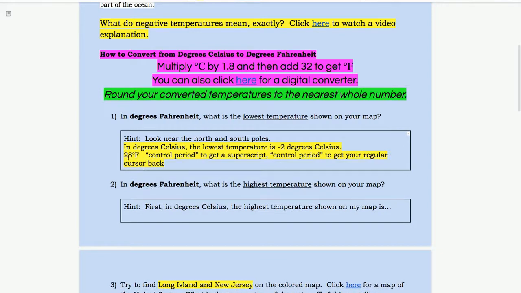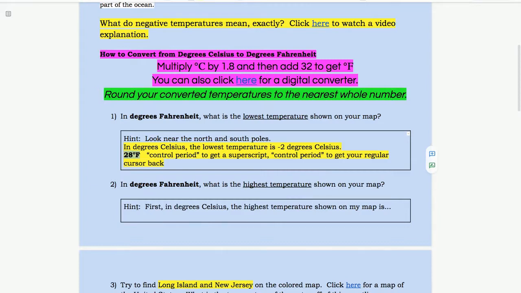It's really, really, really important to label each of your numbers, because in science, we always label our numbers. And on this document, we are constantly giving temperatures in degrees Celsius or degrees Fahrenheit. So we have to be really clear what our label is. So the lowest temperature shown on this map is 28 degrees Fahrenheit. Now, our next question, in degrees Fahrenheit, what is the highest temperature shown on your map?